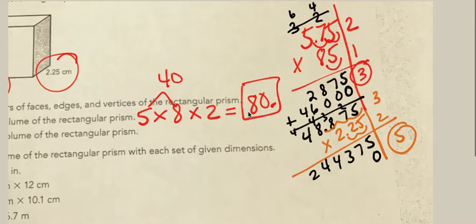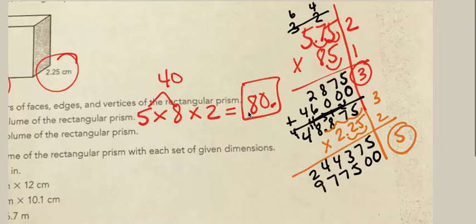Now it's the 2's turn. 2 times 5 is 10. Let me cross these guys out. 2 times 7 is 14, plus 1 is 15. 2 times 8 is 16, plus 1 is 17. 2 times 8 is 16, plus 1 is 17. And 2 times 4 is 8, plus 1 is 9.